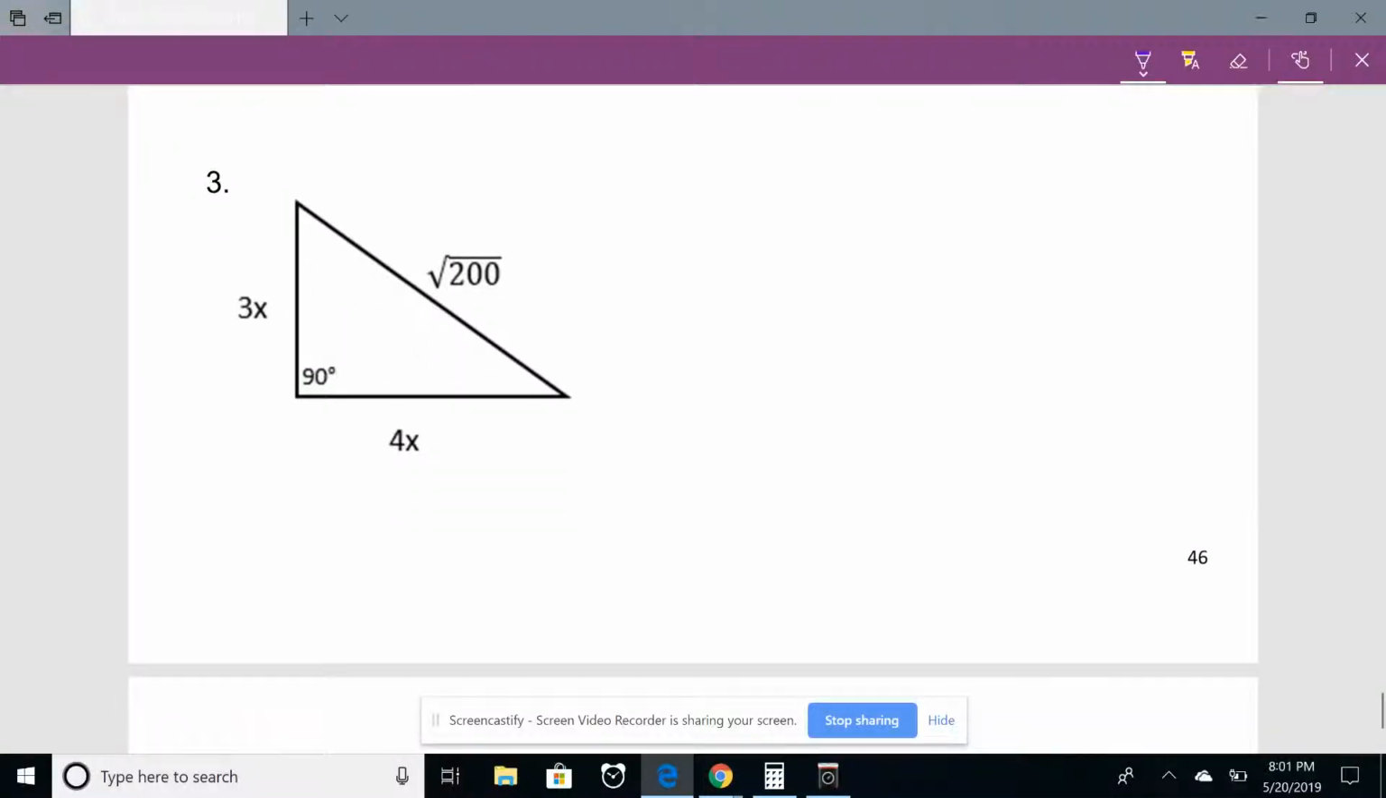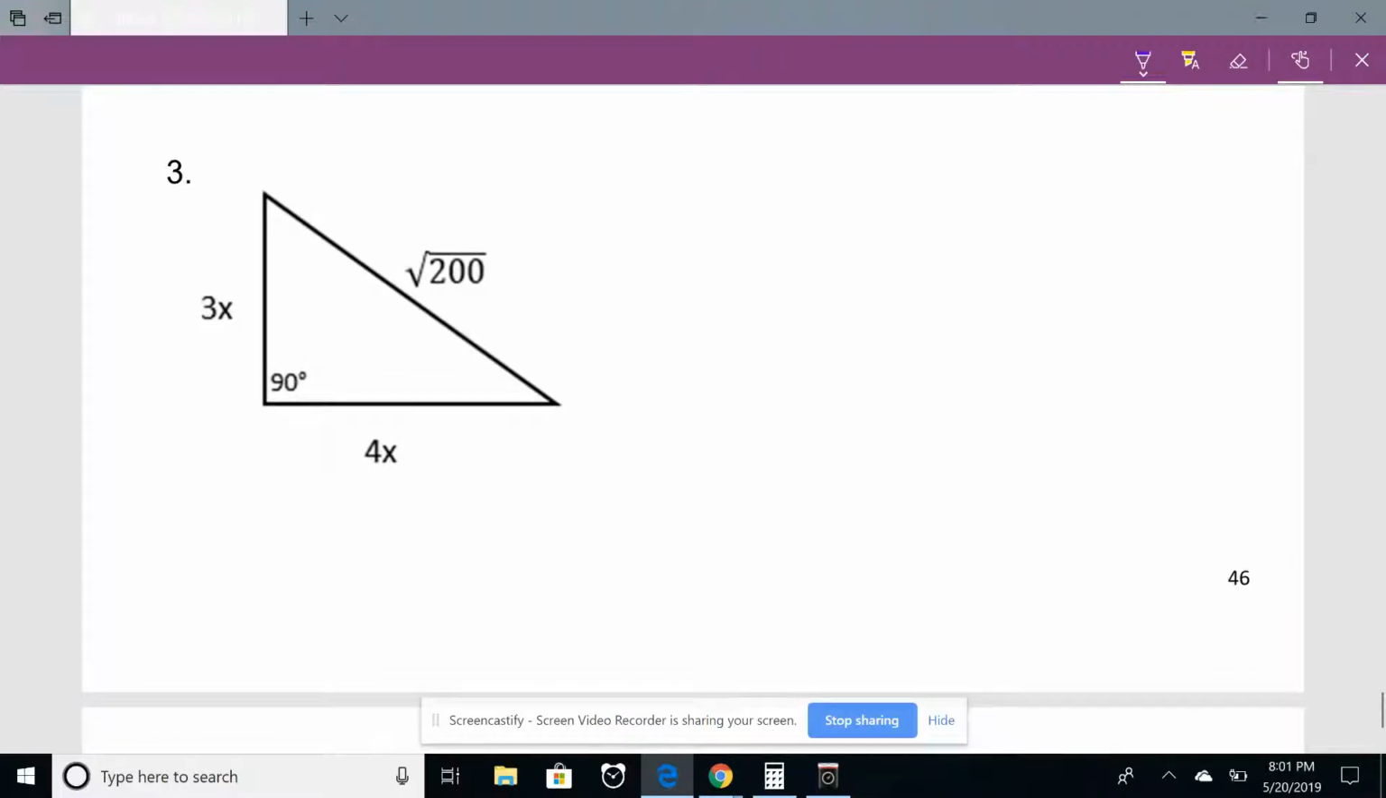In today's lesson, we're going to be using Pythagorean's theorem to solve equations when we're trying to figure out the lengths of the sides of right triangles. So if we look at this example, we have a right triangle with the legs being 3x and 4x and the hypotenuse, which is radical 200. So remember Pythagorean's theorem, a squared plus b squared equals c squared.